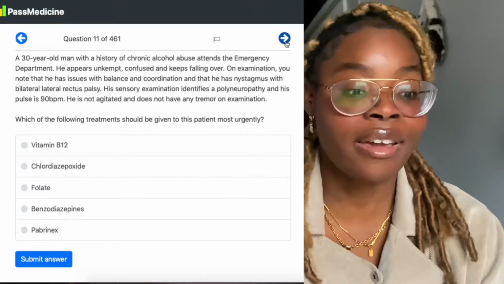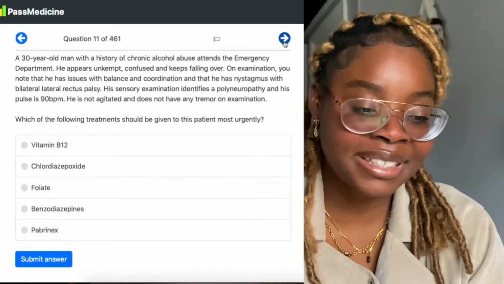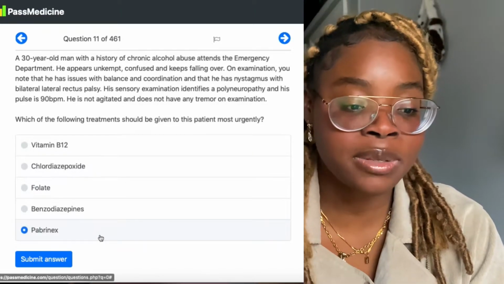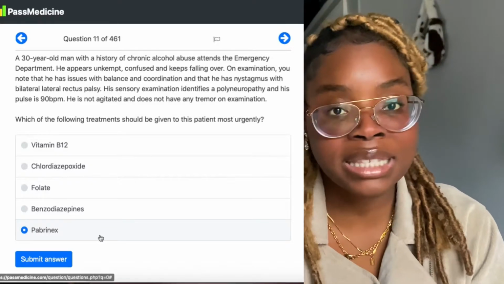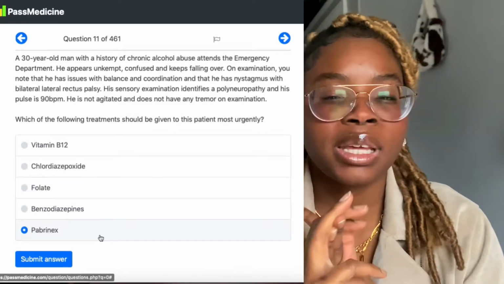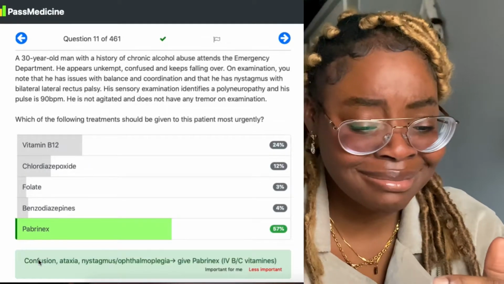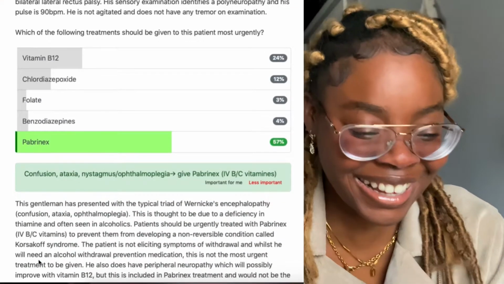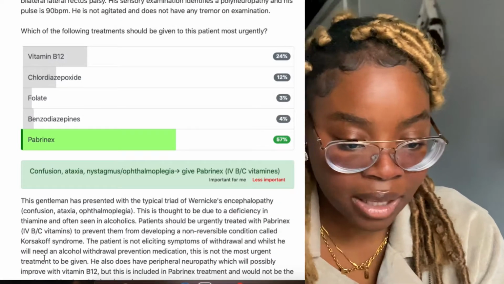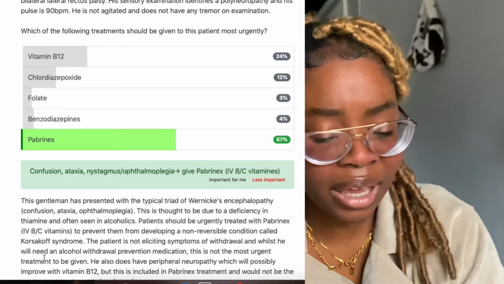So even though I can't exclude some of the options because I'm not confident in what they are, I'm going to go for Pabrinex because I've excluded folate, vitamin B12 and benzodiazepines because I just don't think those are the most appropriate first line. So, oh, that's good to know. Pabrinex is the correct option. It's IV vitamin B and C vitamins. Okay.